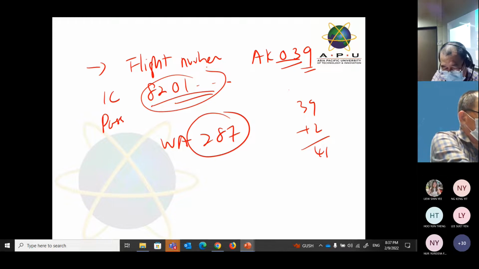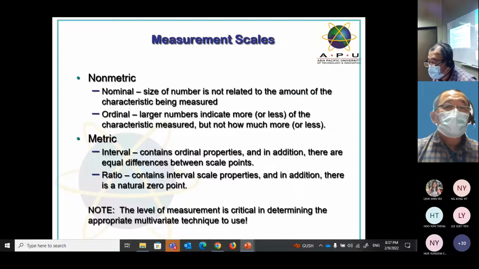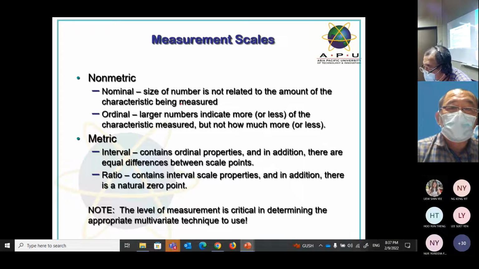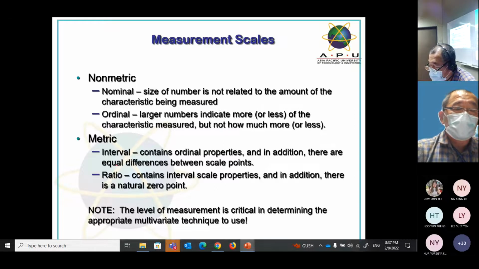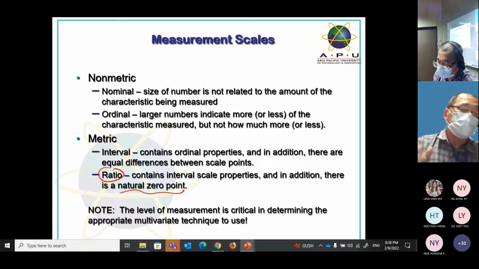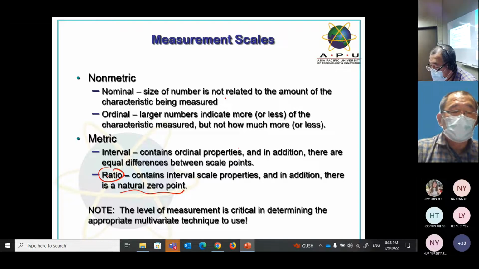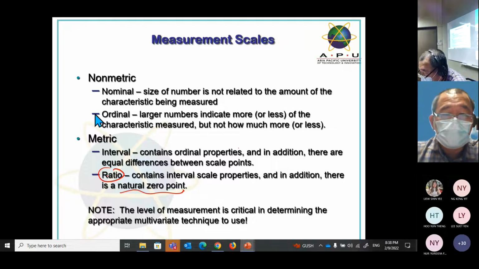Okay, we are actually done with the discussion. But importantly, can I see here ratio means the natural 0 point. The 0 is natural under the metric, under the ratio. Interval is different. So if no question, we see next.